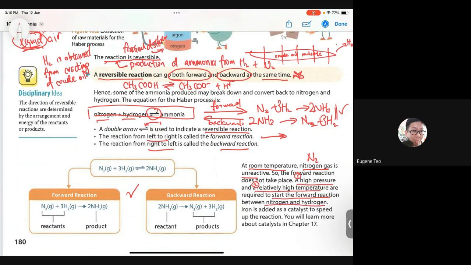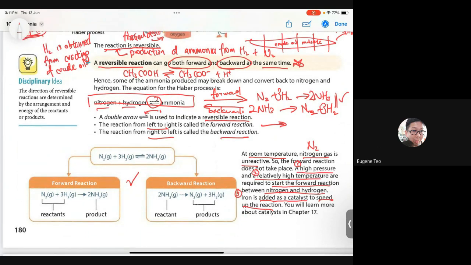In this process here, they also use something called a catalyst. Iron itself is the catalyst used. Iron is added as catalyst to speed up the reaction. Those of you who do bio, you realize that, yeah, I know what a catalyst is. So a catalyst helps to speed up the reaction. So in actual fact, this Haber process here is not just about having raw material 1, raw material 2. You still need to have high temperature. You need to have high pressure. And you also need to have a catalyst. So this is what's happening industrially to produce ammonia.